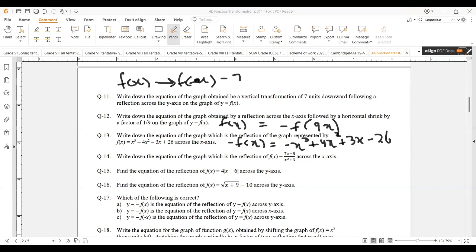Question 14. Write down the equation of the graph which is a reflection of f(x) on the x-axis. What do we do here? Minus (7x + 8)/(x² + 3). Yes, good.